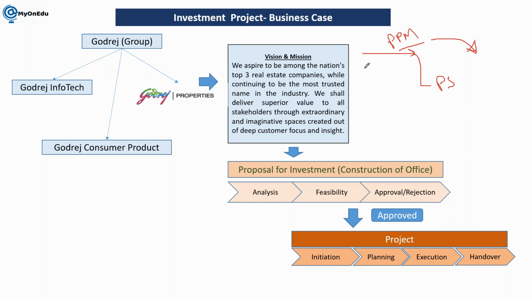One more doubt. Can we say that PPM is the intermediate stage when we are moving from portfolio to project, whereas PS is after the project is approved? Is it correct to say so? Correct, correct. Proposals we are managing in PPM, and project execution we are managing in project system. Okay. Thank you.